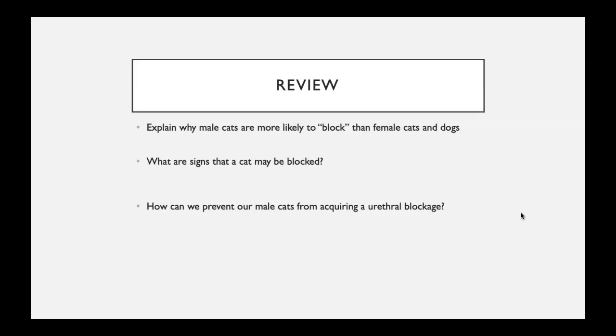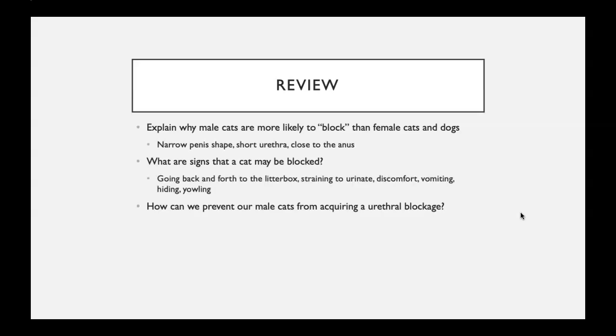Explain why male cats are more likely to block than female cats and dogs. They have a narrow penis shape, they have a short urethra, and it's close to the anus. What are the signs that a cat may be blocked? Going back and forth to the litter box, straining to urinate, discomfort, vomiting, hiding, and yowling.